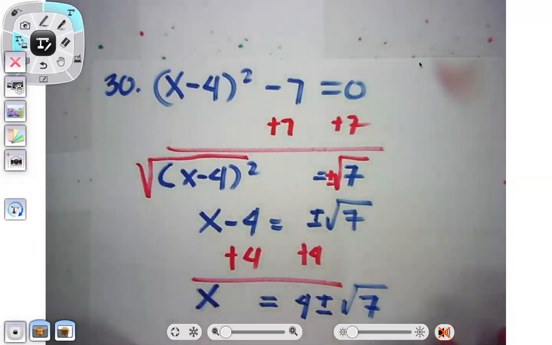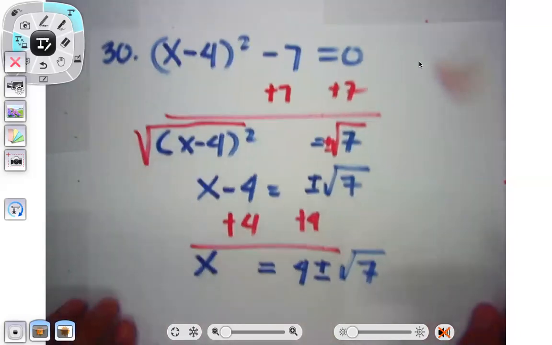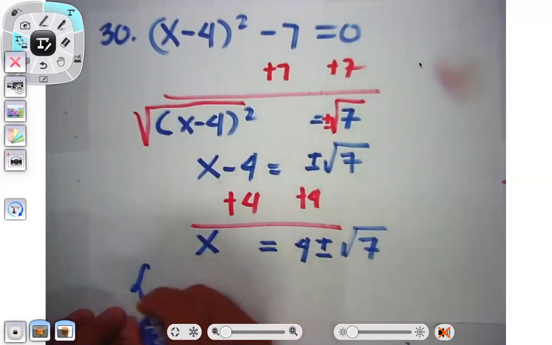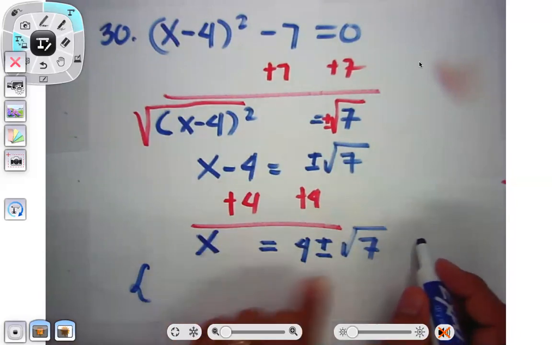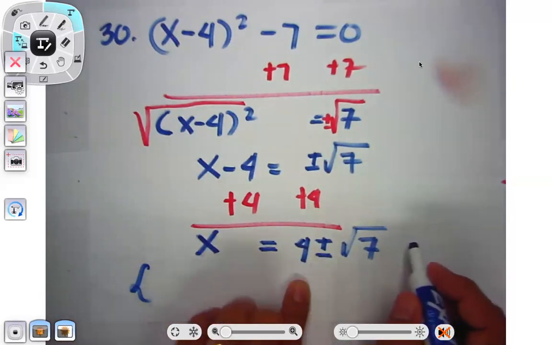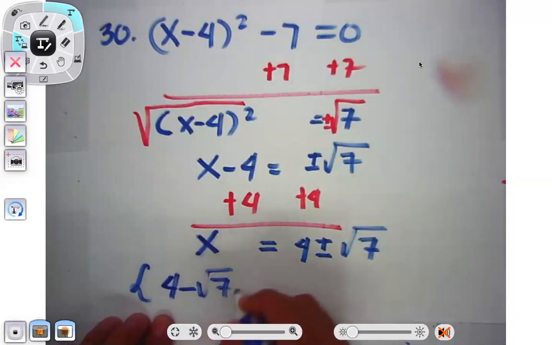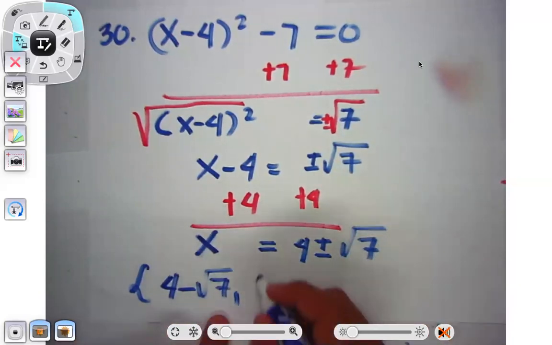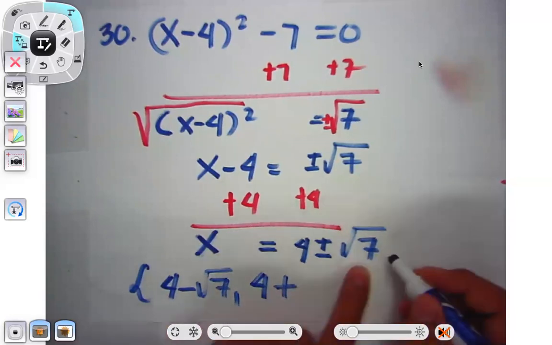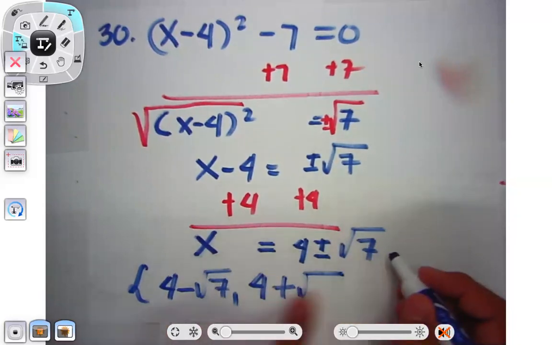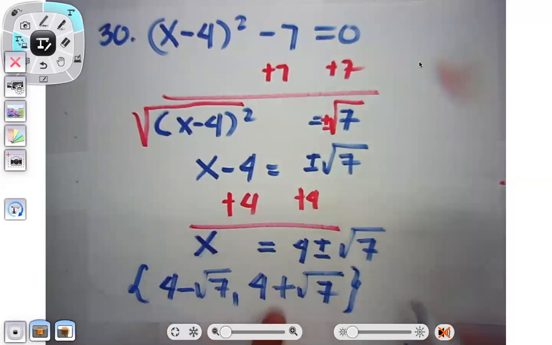So what are your solutions here? The solutions will simply be this. In the set, now we're gonna write it in a set. We have 4. Separate the minus and plus. We have 4 minus the square root of 7. That's the first one. The other one is 4 plus the square root of 7. So our solutions here are irrational because we have a radical there, square root of 7, and we cannot simplify that further.